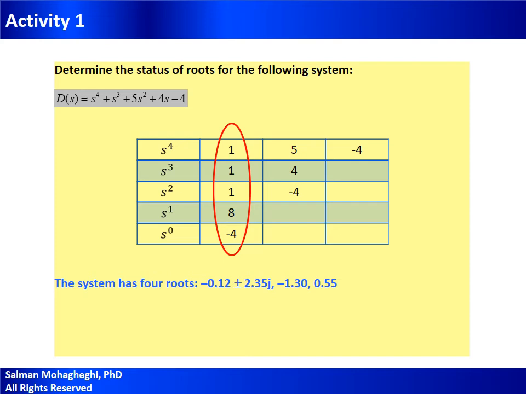I ran this in MATLAB and it shows me 4 roots: negative 0.12 plus minus 2.35j, negative 1.30, and 0.55. Obviously, the first two are stable because they have a negative real part, or they are a real pole with a negative value. But the last one, 0.55, that's an unstable pole. It's a pole which is real and positive. So that is verified by our test of Routh-Hurwitz Criterion.